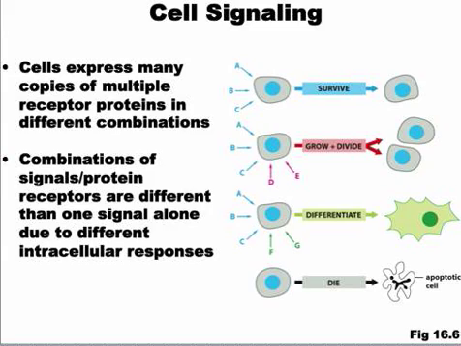Now, what I want to point out is that there's not just any one given signal that causes a cell to change its behavior. It's usually multiple signals that are going to be necessary for a cell to be able to grow and divide, to differentiate, or even just to survive.